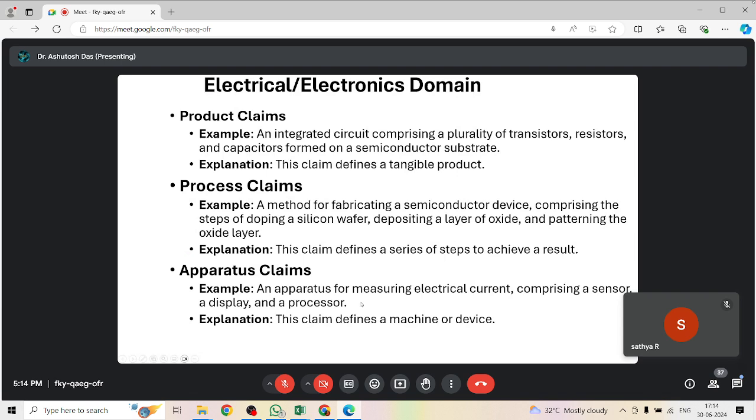Apparatus claim: an apparatus for measuring electrical current. An apparatus is a measuring device consisting of a sensor, a display, and a processor. So it is a particular machine or device.